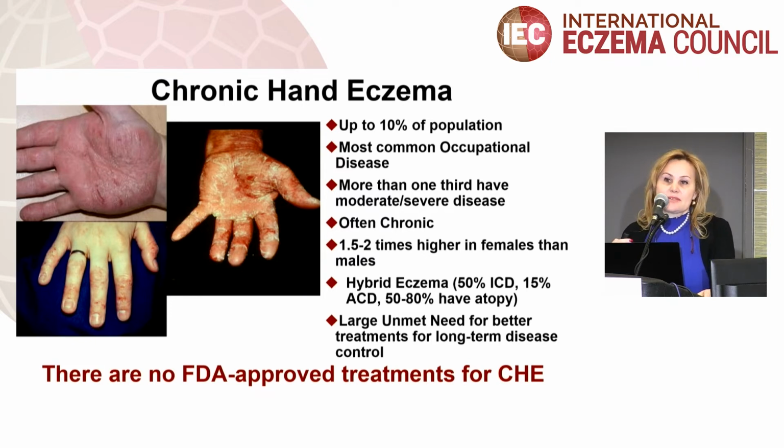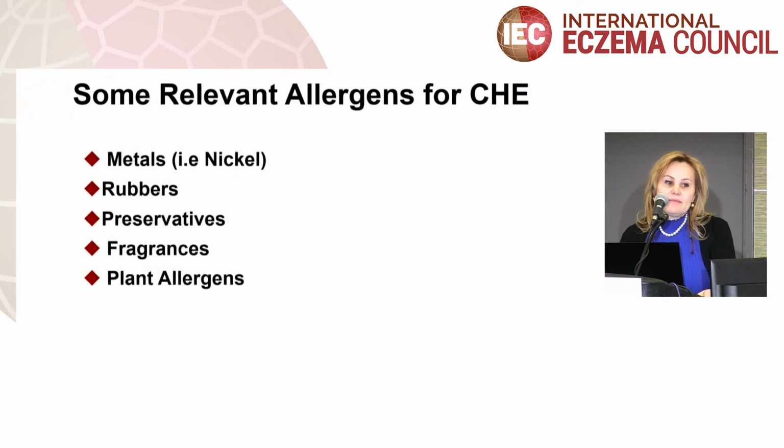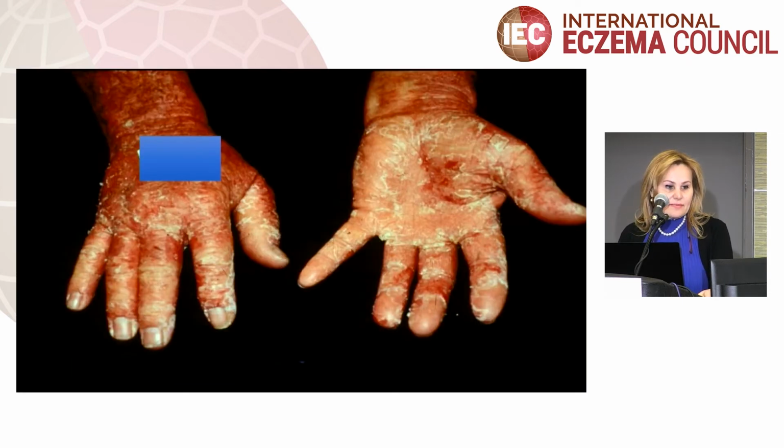There are some treatments going into chronic hand eczema. So many of them are irritant, about 80%. Less than 20% are patch test positive. Many of them are atopic, nummular, some of them vesicular, and some of them are frictional or psoriasiform. Some relevant allergens, and I'm sure you'll hear more about this, are metals, rubbers, preservatives, fragrances, and plant allergens. And some examples, this is a very severe case.